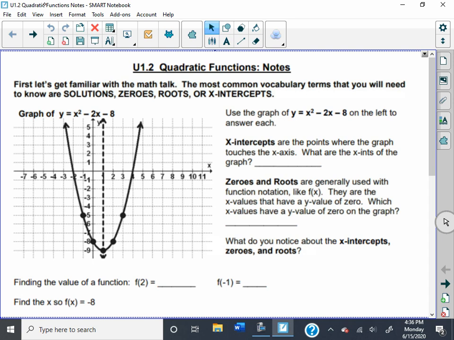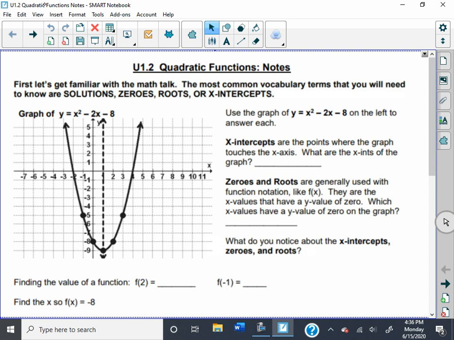solutions or zeros, roots, or x-intercepts. So they all mean the same thing, and how we find them are really the same. So they just ask it in different ways, but just know that they really all mean the same. So if you can figure out how one of them works, then the other ones work the same way.